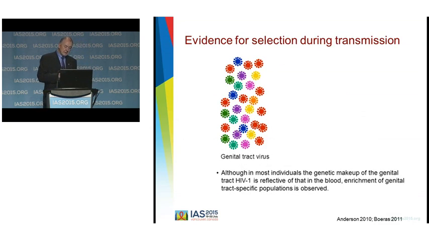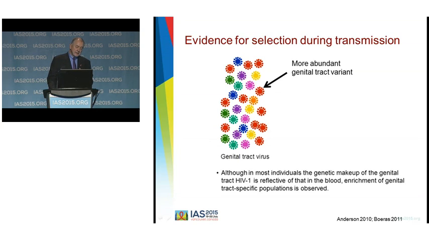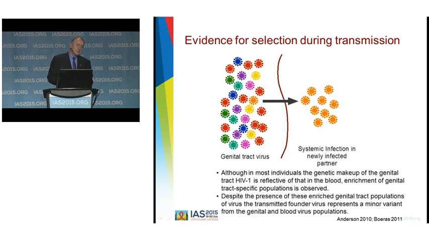Even in the genital tract, where the genetic makeup of genital tract HIV is reflective of that in the blood, and where we can see enrichment of genital tract specific populations, for example, shown schematically in this cartoon by these red viruses that are far more dominant, what we've seen is systemic infection with a variant that is relatively minor in both the genital and blood virus populations. And that variant sometimes is more similar to genital tract viruses and sometimes more similar to viruses we isolate from the blood.